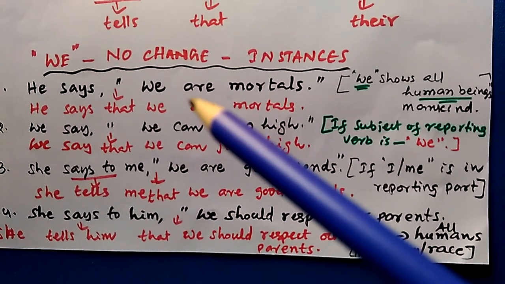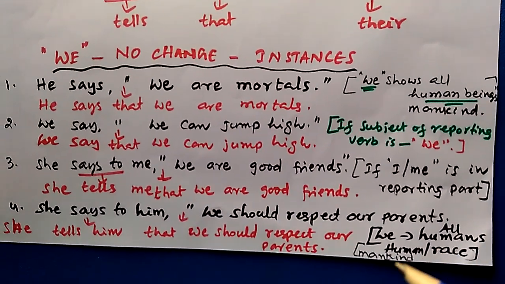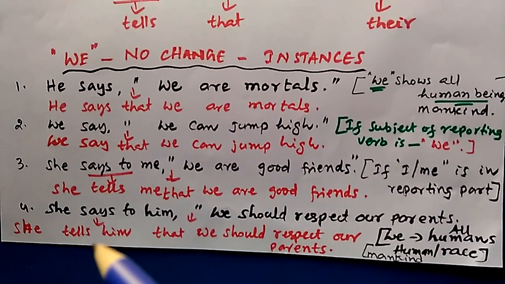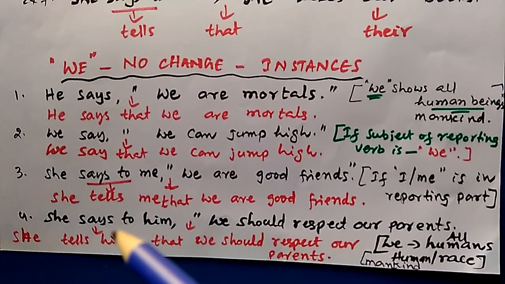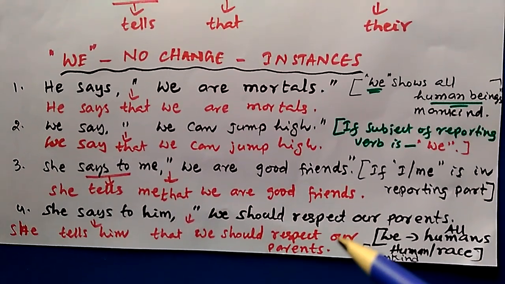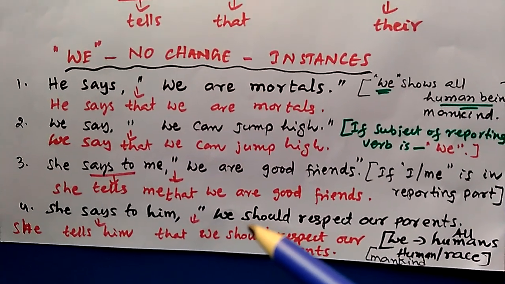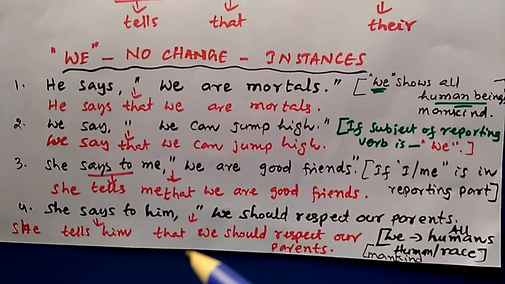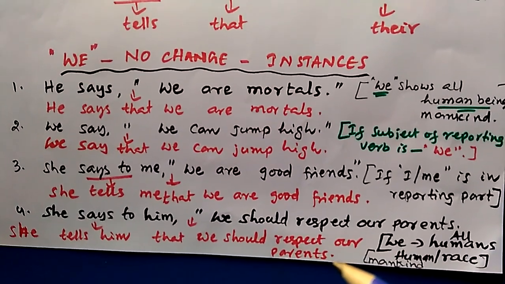And one more idea, the same idea as in the first question, that whenever we refers to the mankind, all human beings, then we need not make any change in the pronoun we. So, "She says to him, we should respect our parents." Here says to becomes tells, inverted comma becomes that, and in "we should respect our parents," we refers to mankind, so we remains the same. So we get the answer: she tells him that we should respect our parents.